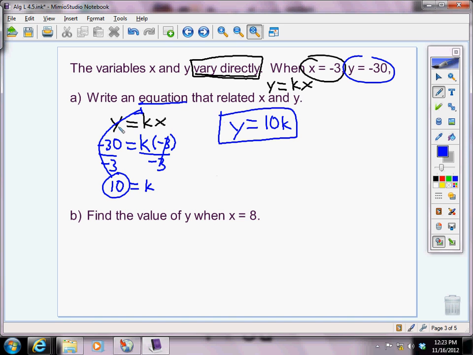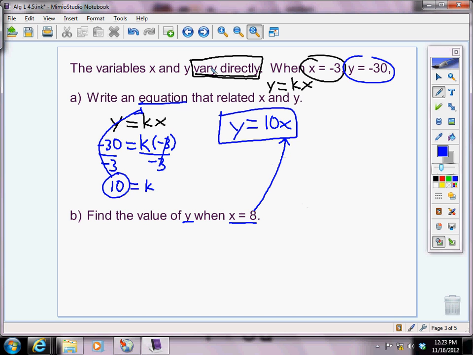I know it seems kind of weird because we plug numbers in for x and y to get 10, and now we just put it back in, and the answer is yes, because now when you get to this next part here, find the value of y when x equals 8. We know, I'm so sorry, I wrote this wrong over here. This should be an x. Sorry about that. Okay, so we want it to be y equals 10 times x, because now I can take this 8 and plug it in for x and know what my y is.